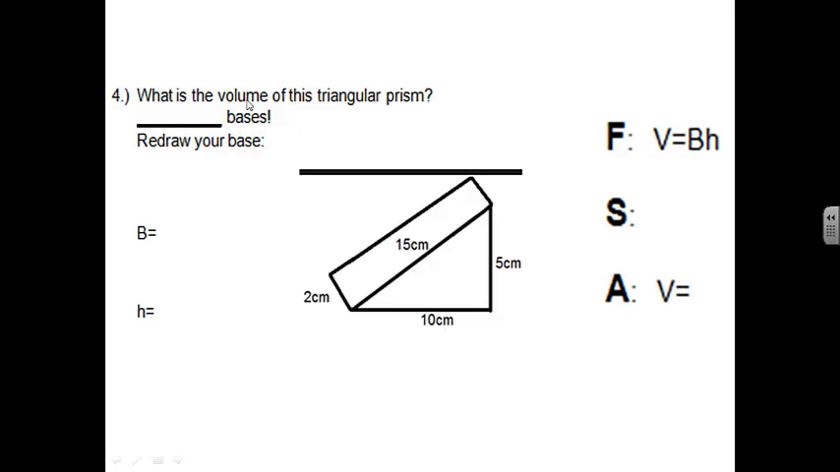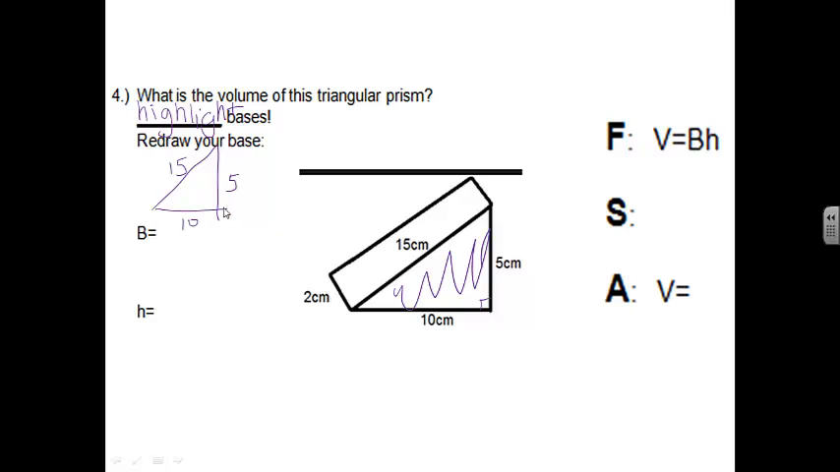All right, what is the volume of this triangular prism? First things first, highlight your base, and then we're going to redraw your base to the side. I'm going to highlight my base. I'm going to make sure I know this is connected by the right angle. So I'm going to redraw my base right here. And I know 5, 10, and then this side is 15.